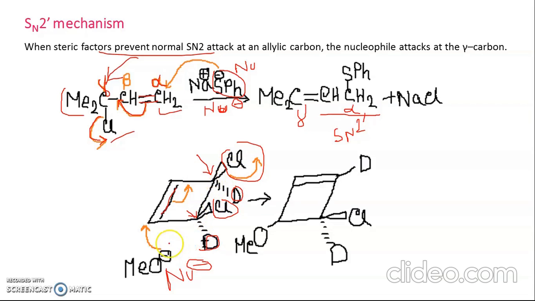So if the nucleophile attacks directly this carbon, then you will get the normal SN2 product. But the nucleophile is attacking here. The double bond will be shifted to this position and the leaving group will be removed. So this is our final product, that is the SN2 prime product. Okay, so that is all about SN2 prime.